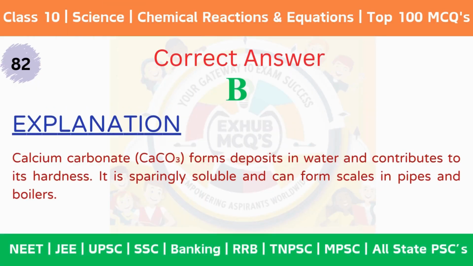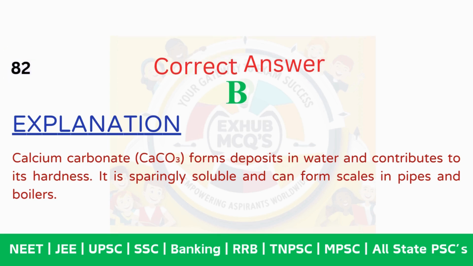The correct answer is option B, calcium carbonate. Explanation. Calcium carbonate forms deposits in water and contributes to its hardness. It is sparingly soluble and can form scales in pipes and boilers.